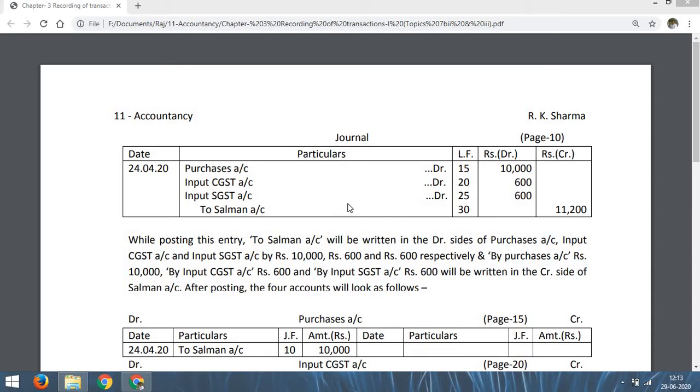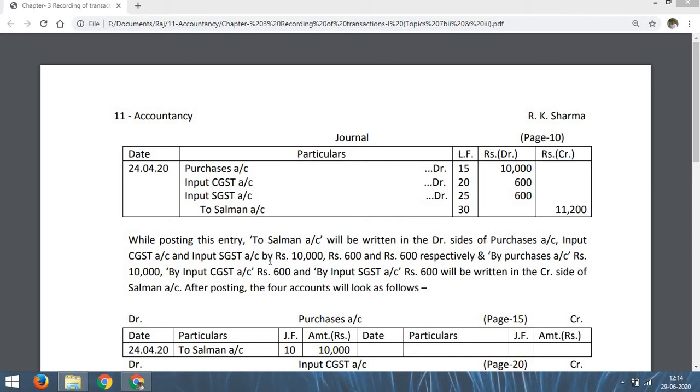Now the question is how to make posting of this entry. So it is written, while posting this entry, to Salman account will be written in the debit side of purchase account, input CGST account and input SGST account by rupees 10,000, rupees 600 and rupees 600 respectively. That means in purchases account, in input CGST account and in input SGST account, we have to write in the debit sides of these three accounts to Salman account.